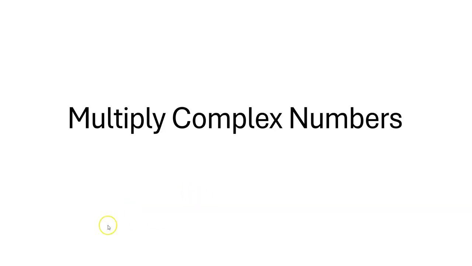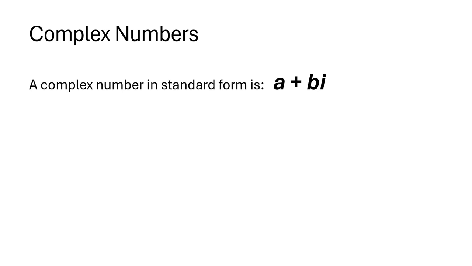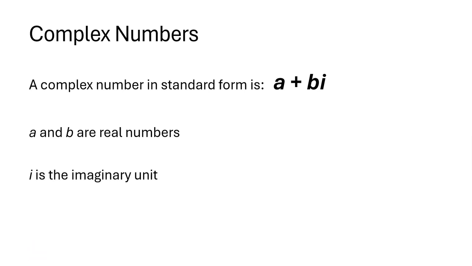Complex numbers. Now first, let's talk just a second about what complex numbers are. Well, complex numbers sometimes are called imaginary numbers, and we write them in standard form as a plus bi. However, a and b are real numbers. That means when we see this, instead of having the letters a and b, we're actually going to have numbers right there. The i itself is the imaginary unit.